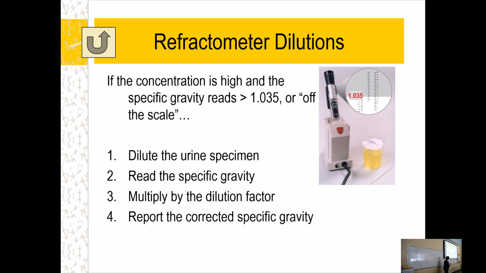You're going to read the specific gravity, and then you multiply it by the dilution factor, just the right 3 digits. Usually we do it 1 to 1, so we have a 1 to 2 dilution, and so we'll take the right side and multiply it by 2. We're going to report out the corrected specific gravity then.